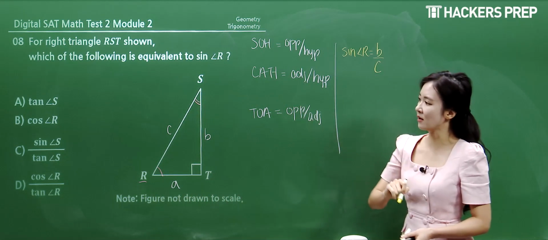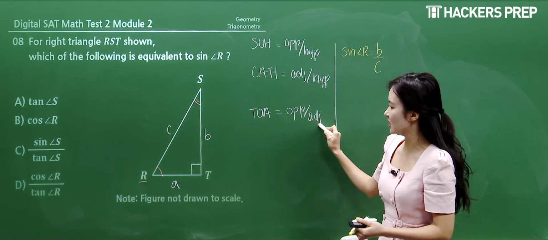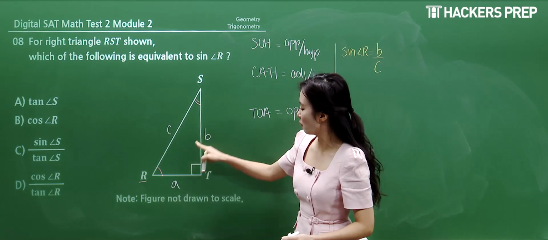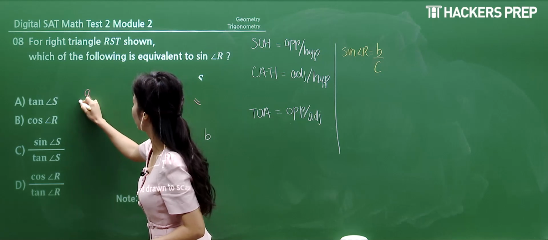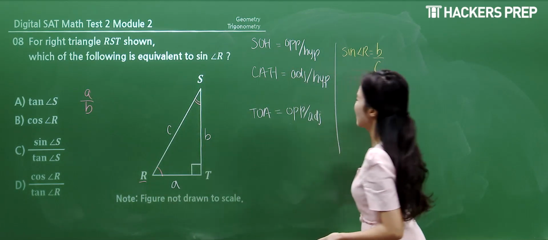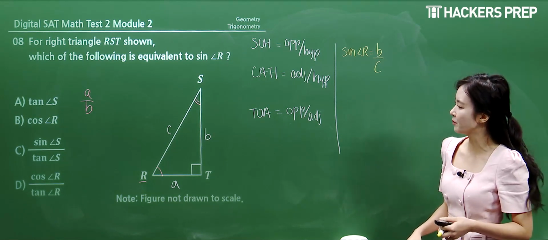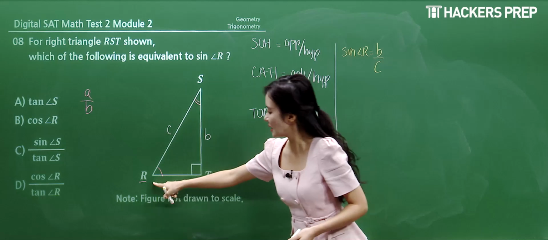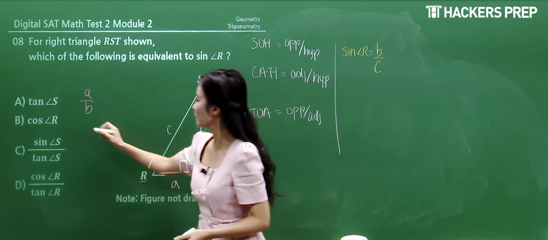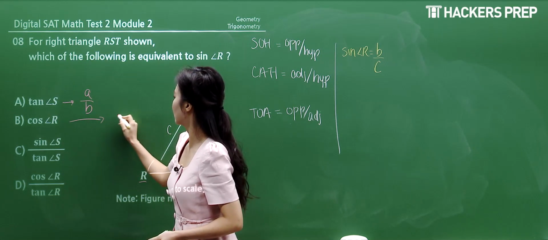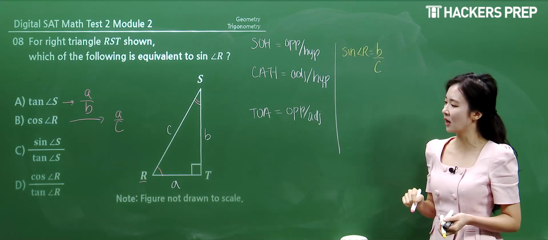Okay, so start with a. Tangent of s would be opposite over adjacent. So opposite of s is going to be a, and adjacent is going to be b. So tangent of s is going to be a over b. Now, that's not quite the same as b over c, right? So it's not going to be a. Let's take a look at cosine of r. Again, cosine of r is going to be adjacent over hypotenuse, which is going to be a over c. Which is not quite the same as b over c, so it's not going to be the letter b either.